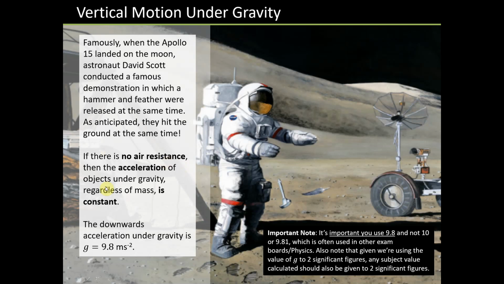And what this showed was that with no air resistance, the acceleration of these objects was the same, regardless of the mass, because the mass and the shape of the objects is what affects the air resistance calculation. So if there is none of that, then the shape and the mass don't have any effect. And on Earth, our downwards acceleration under gravity is 9.8 meters per second squared.